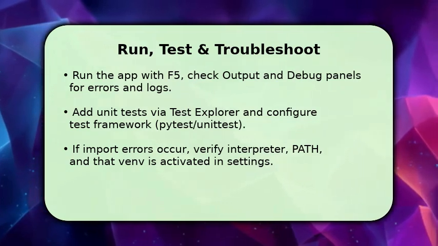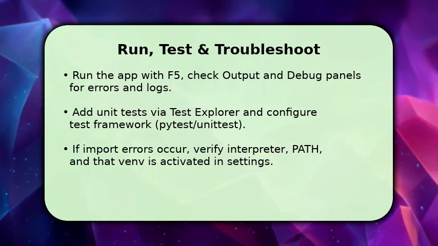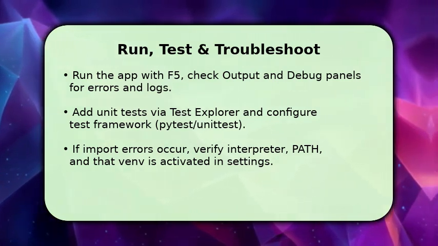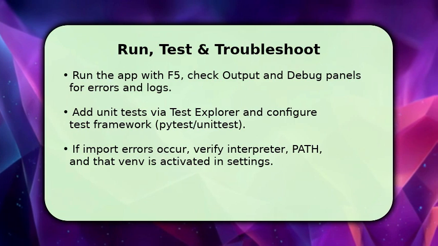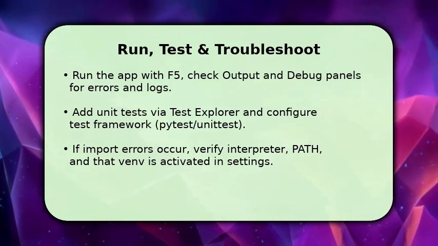smooth. Press F5 to run with the debugger and watch output and debug panels for immediate errors. Use the terminal for pip installs. Add tests in Test Explorer and pick Pytest or Unittest to confirm behavior.